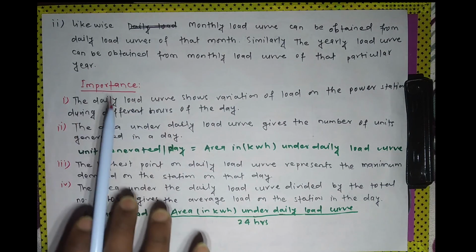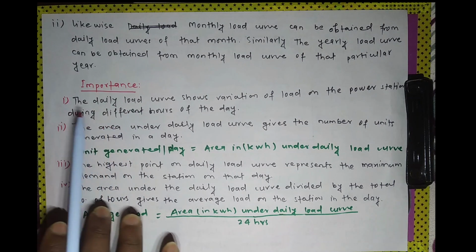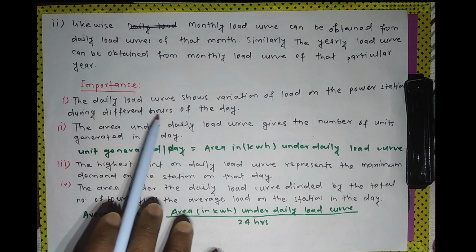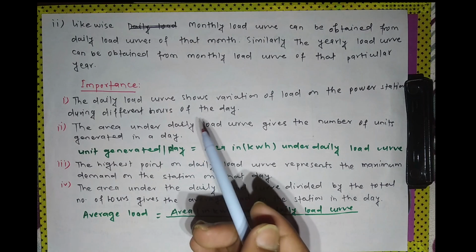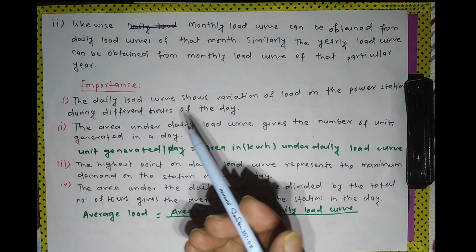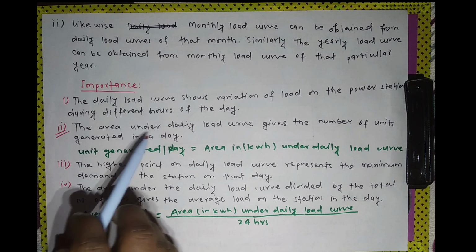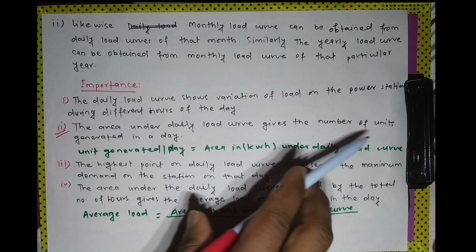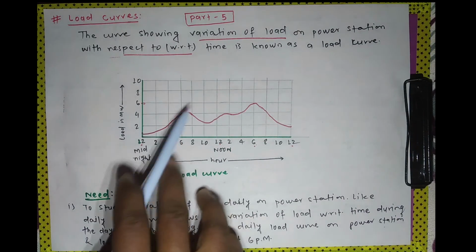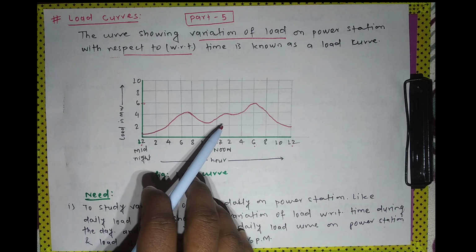Now let's talk about the importance of the load curve. Daily load curve shows the variation of load on the power station during different hours of the day. This shows the variation of demand or load on a daily basis. Next, the area under the daily load curve gives the number of units generated.